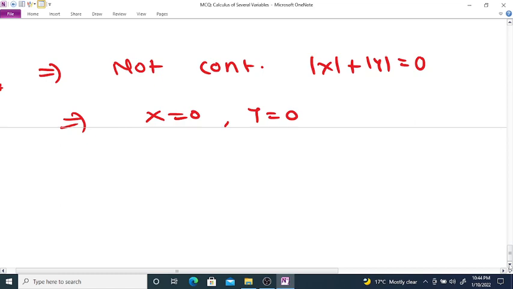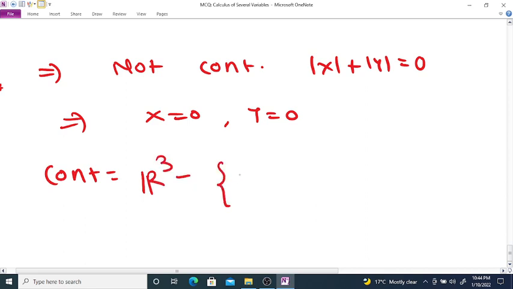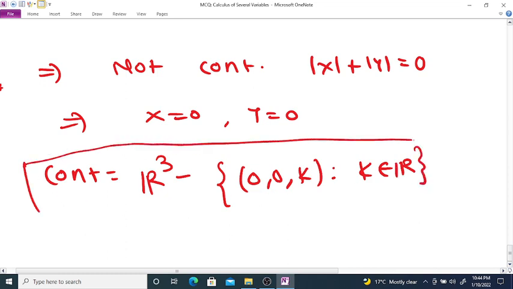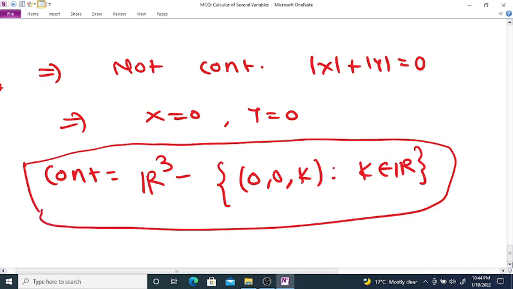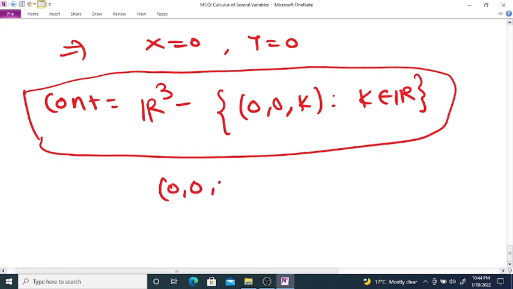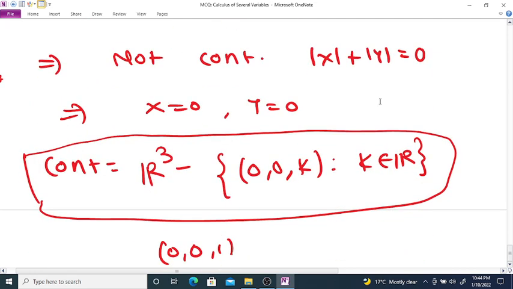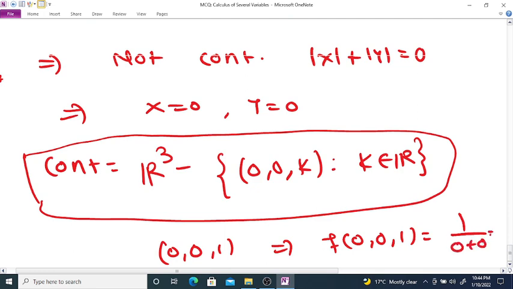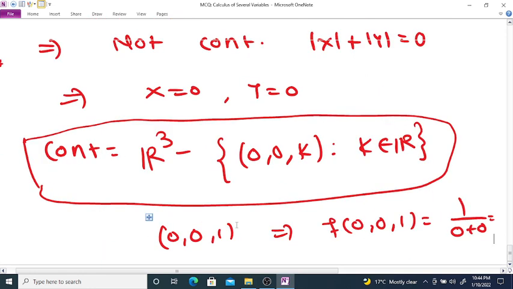So the given function is continuous at all points of R cubed except the points of the type 0, 0, k, where k belongs to R. So the given function is continuous except at such points, that is, if we take 0, 0, 1, then f of 0, 0, 1 is equal to 1 divided by 0 plus 0, which is undefined, and therefore if we remove such points, then the given function is what?